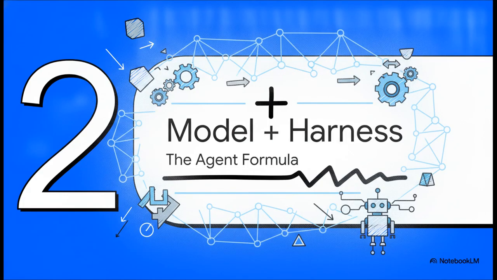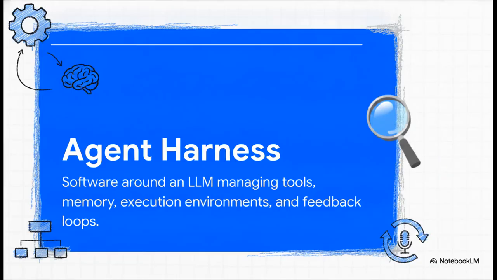Section 2. Agent equals model plus harness. So how do we actually fix this? That brings us to the foundational equation of modern AI systems, the agent harness. An agent harness is basically the operating system, the toolbox, and the safety guardrails that we build right around the AI model. It's the software infrastructure that steps in to manage tool use, keep track of memory, handle execution, and run feedback loops. The model does the reasoning, right? But the harness provides the actual environment for that reasoning to take action.